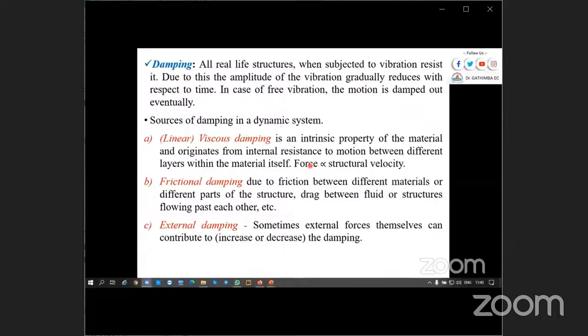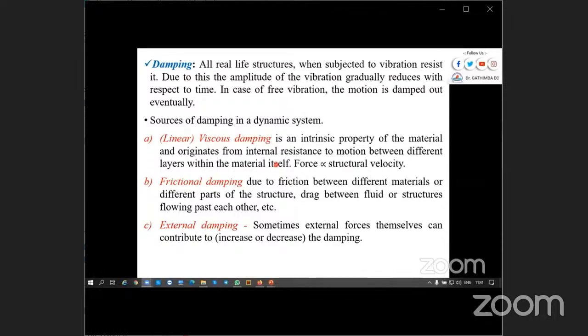Frictional damping, we said, is the friction, the resistance between the different parts of the structure, or even drag between fluid and a structure. The external forces can cause or contribute to increasing damping. But for us, we are limiting ourselves to the material characteristic. Of course, you may ask, why not consider the external things? We are trying to develop from basic principles, the fundamentals.